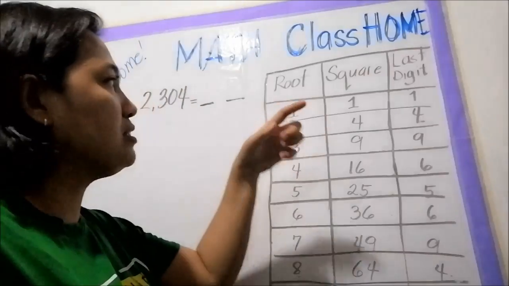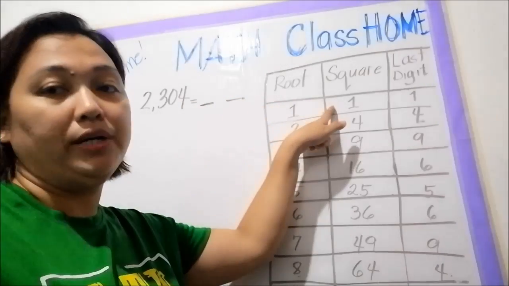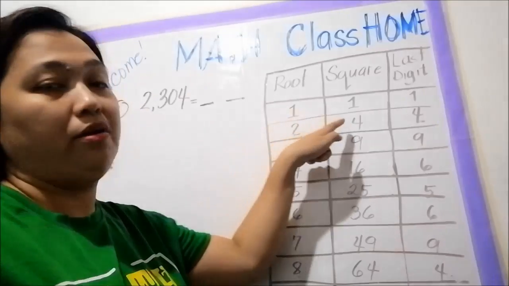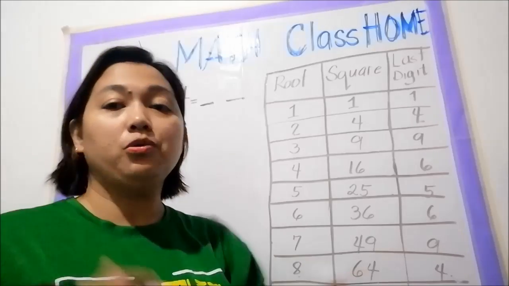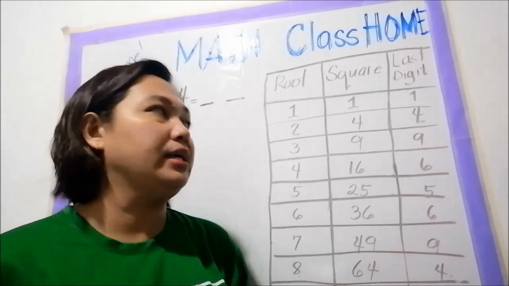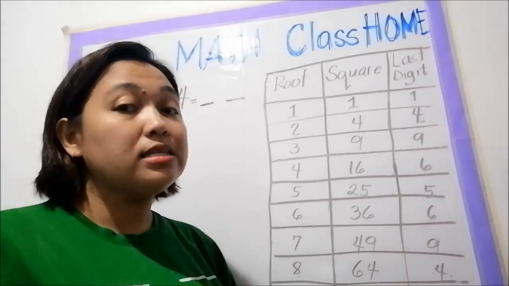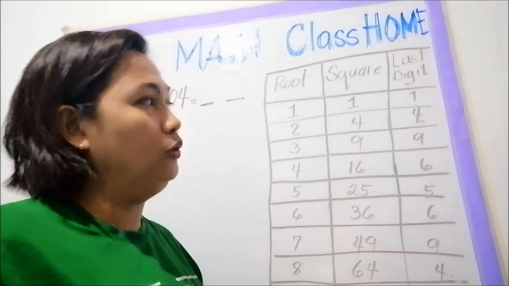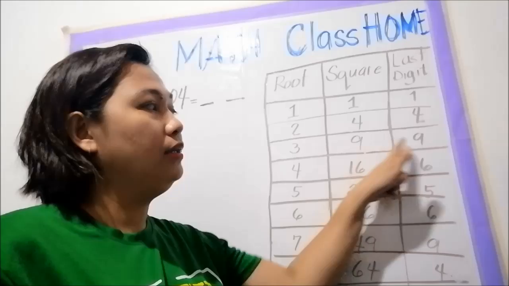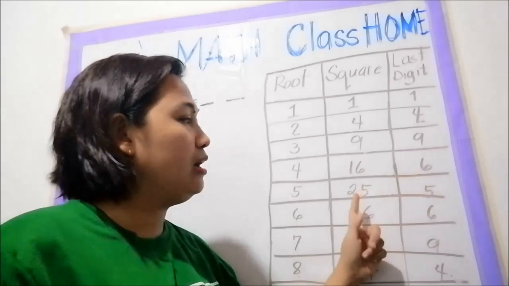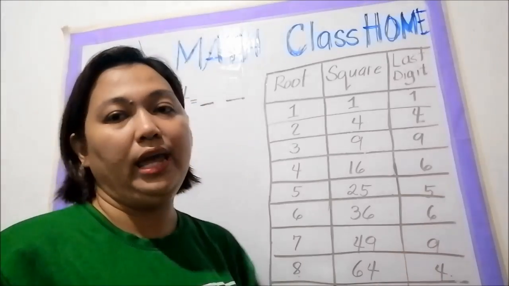Say for example, the root is 1, or we have a number 1, the square is 1. We have 2, the square is 4. 3, the square is 9, and so on and so forth. When we say square, we have to multiply it by itself. Now, the last column pertains to the last digit of the second column. So here, the last digit of course is 1. Here is 4, 9. The last digit here is 6, 5, 6, 9, 4, 1, and 0.